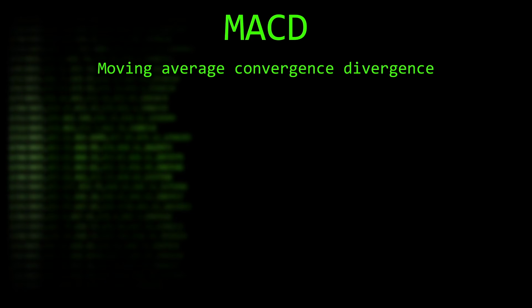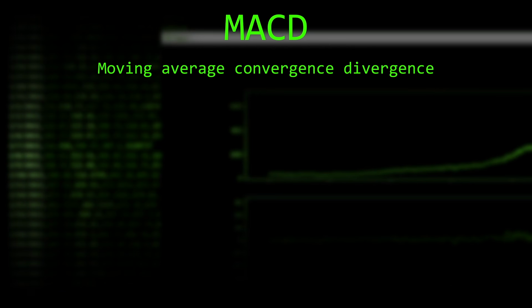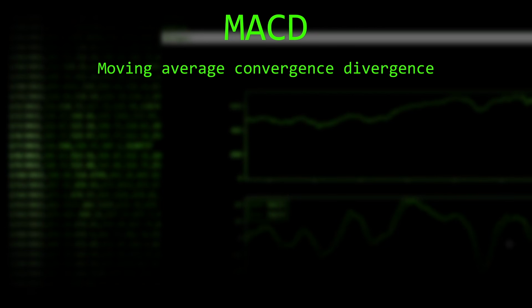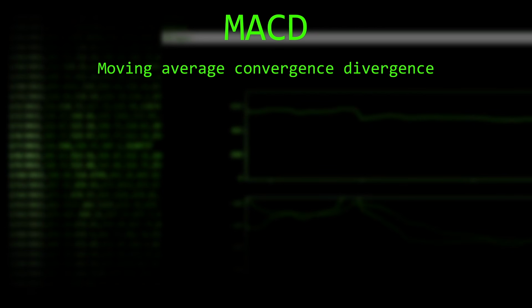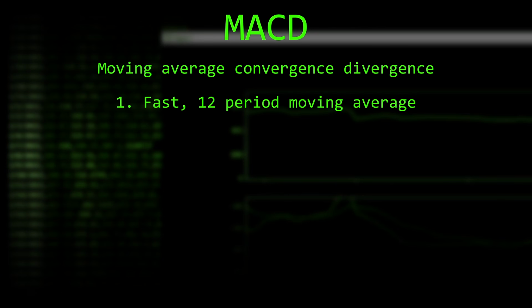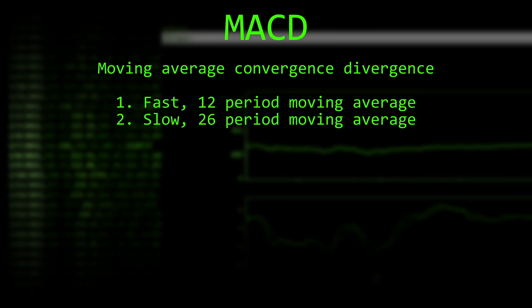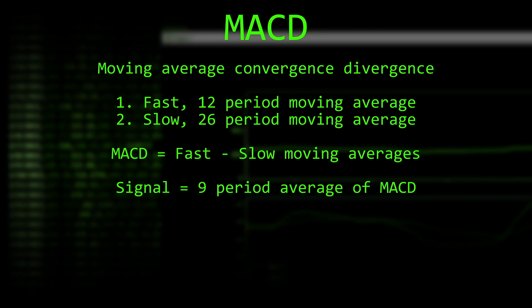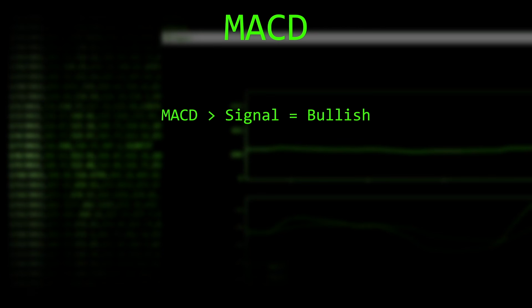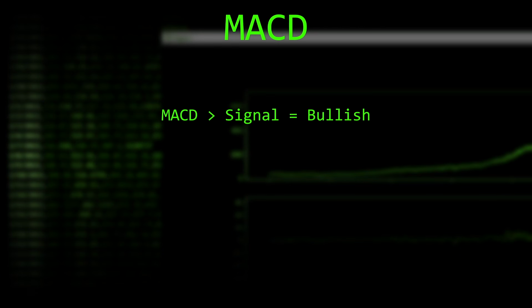Okay, so what is MACD first of all? MACD stands for the Moving Average Convergence Divergence, which sounds pretty complicated, but it's actually rather simple. It's basically a momentum indicator that shows how fast the price is moving compared to its recent trend. It uses two lines, a fast 12-period moving average, and then a slower 26-period one. The MACD line is just the difference between them. Then there's a signal line, which is the 9-period average of the MACD. And when the MACD crosses above it, that's usually a bullish sign, and when it crosses below, it's usually bearish.